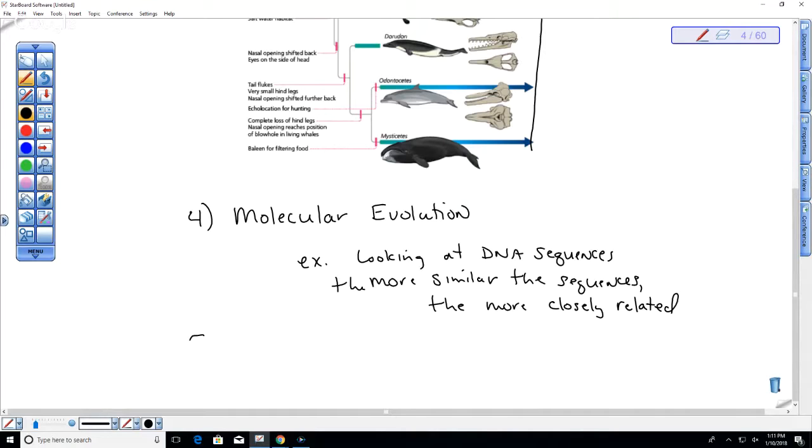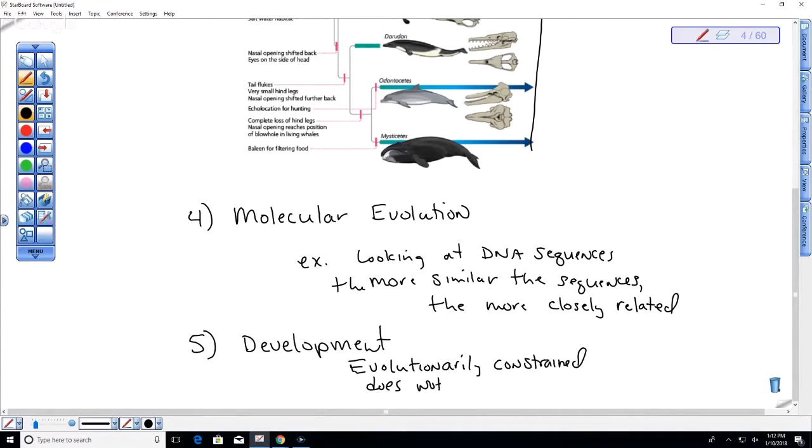Okay. The fifth one is looking at development. The reason why development is important is that it doesn't change very often. One of the things that we say about development is that it is evolutionarily constrained. So this does not change very often. When we look at the development of vertebrates, we all start off as single-celled organisms, and then we develop into a multicellular organism, and we develop a spinal cord. That development of the spinal cord is evolutionarily constrained. It looks the same at that early stage of development, no matter whether you're looking at a fish or a human.